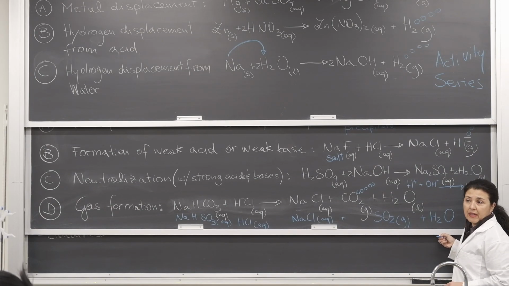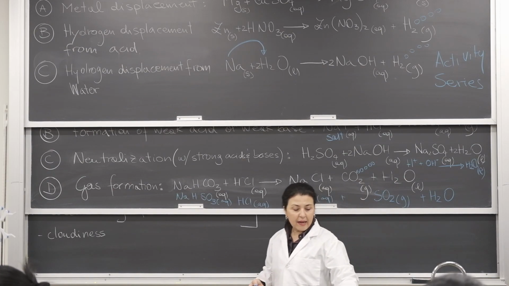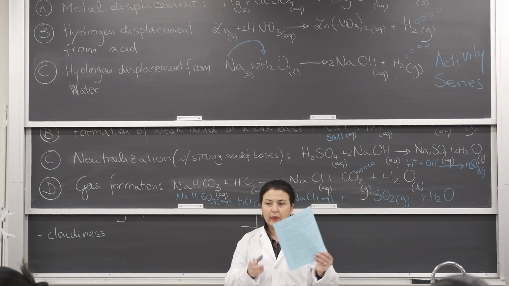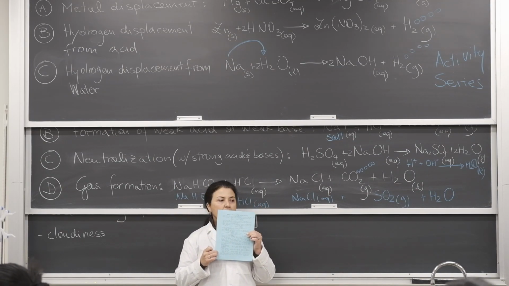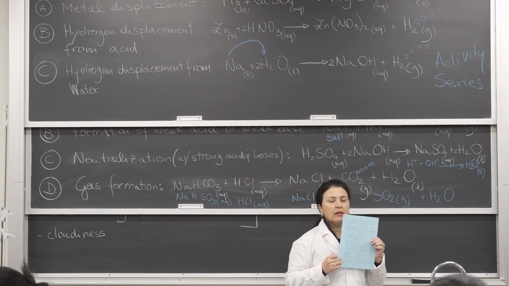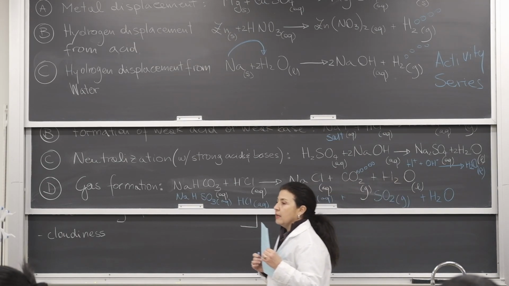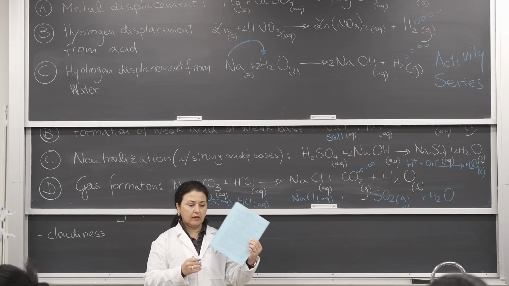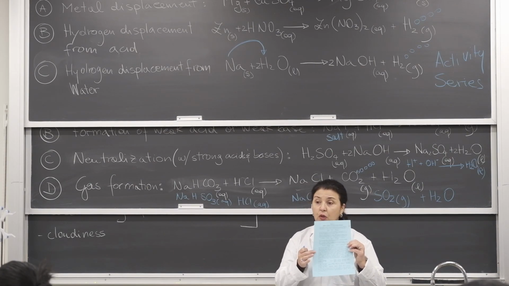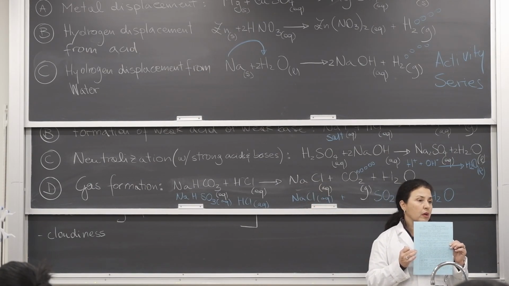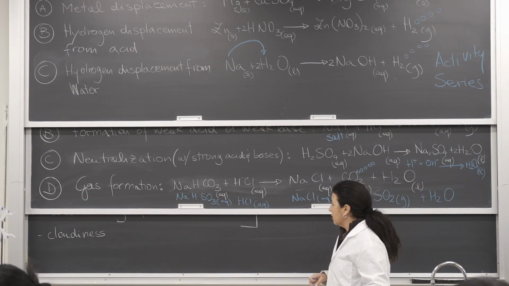We can perform the same reaction with a weak base, for example ammonia, and that's why I provided you with Appendix L, because you can see all the possible reactions that ammonia can give. We can have precipitation reactions, gas formation, and neutralization. So they're all listed here. Okay? So please use this to complete your work on experiment 3 and experiment 4 that we're going to do later.